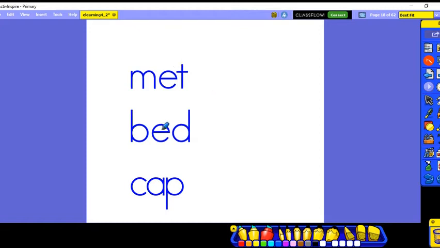Met, bed, cap. M, et, b, ed, c, ap. Which words have the same middle sound? Met and bed have the eh sound.